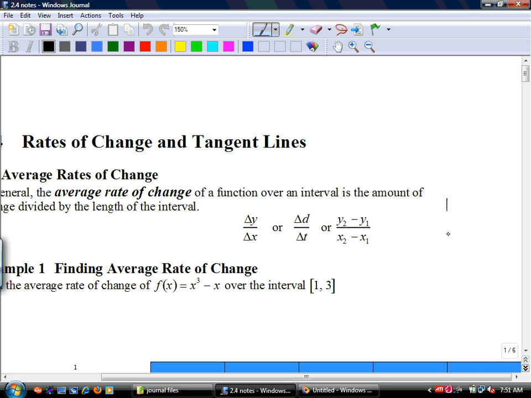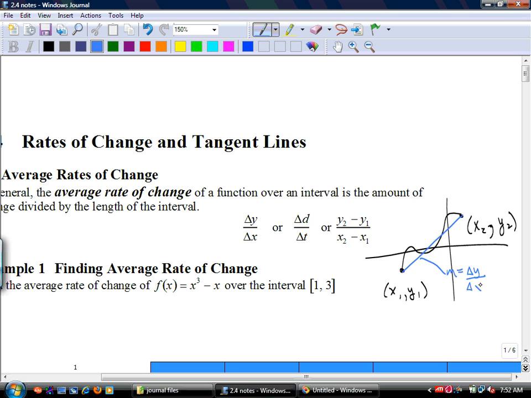So I have some point x1, y1, and some point x2, y2, and it does some funky things. And I ask you for the average rate of change between those 2 points. You guys would call that slope, and I would call it delta y over delta x. I also would call the blue line a secant line. Any line that joins 2 points on a curve is called a secant line.